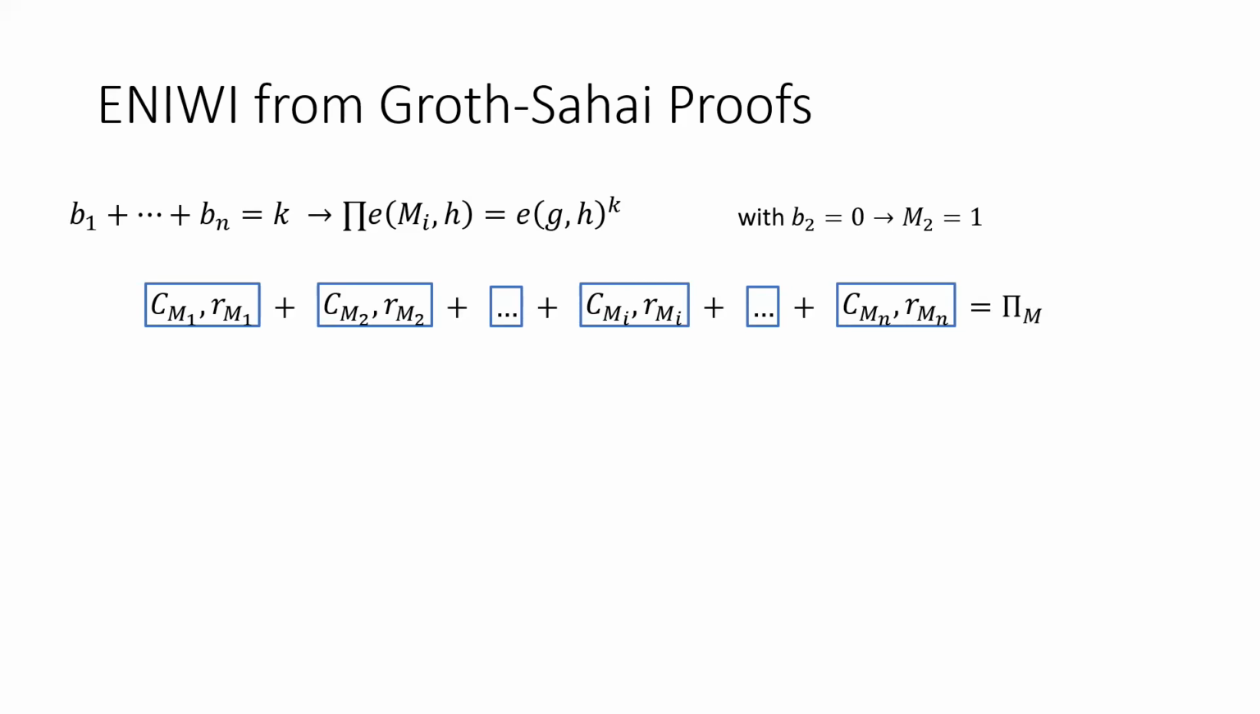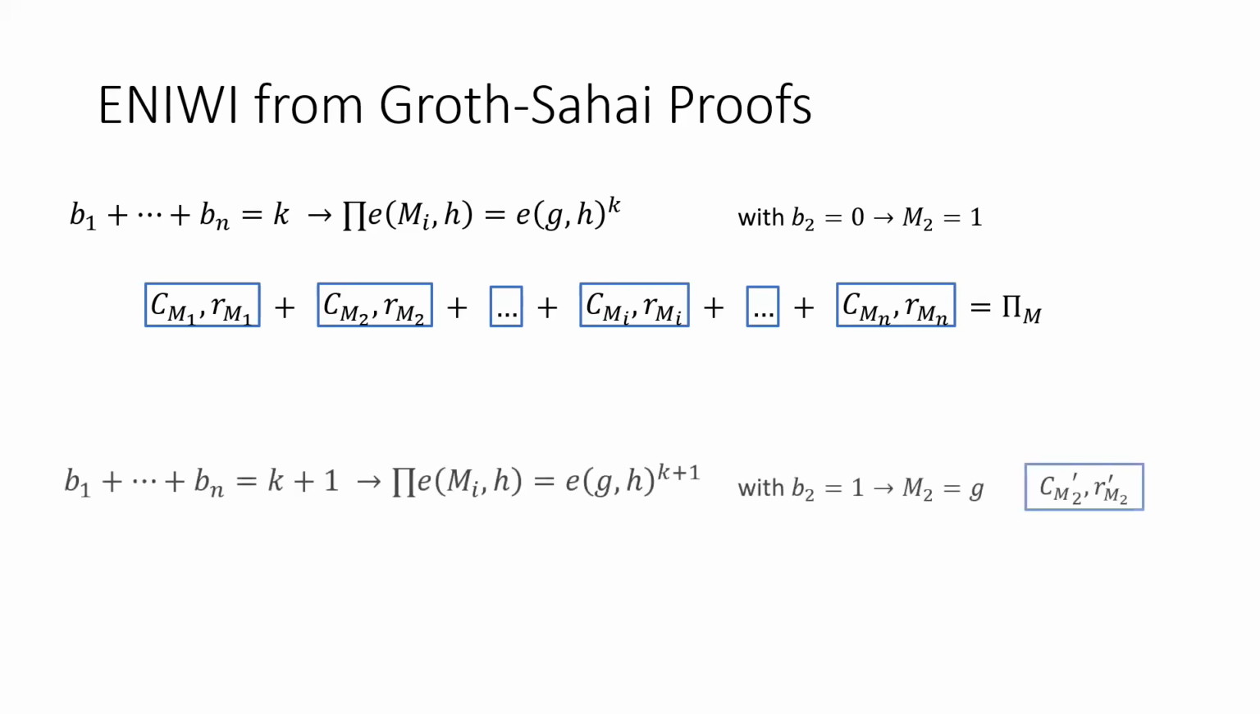So this stuff is combined to get these proof elements. And now imagine that you want to get a join procedure. So you want to prove that this equation is equal to k plus 1 now. And we change the value of B2 to be equal 1, and therefore M2 will be G.